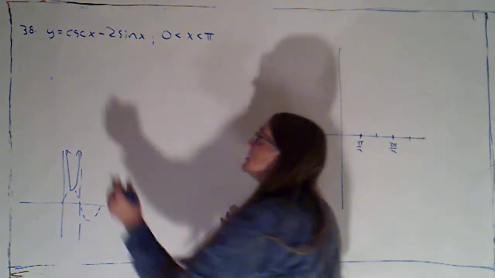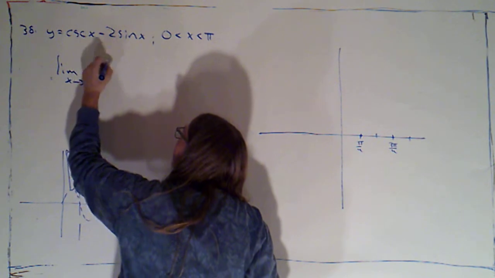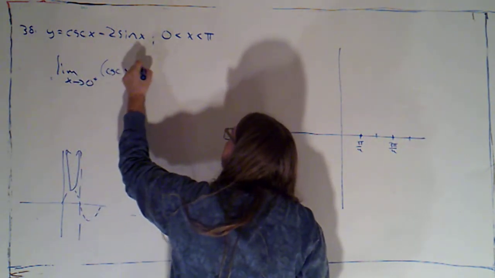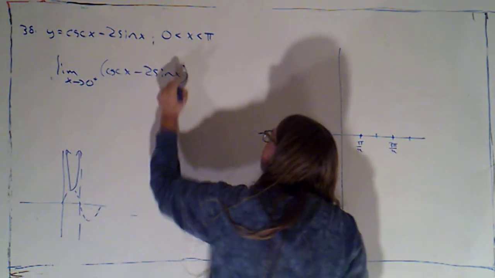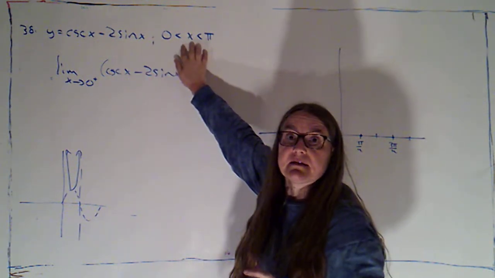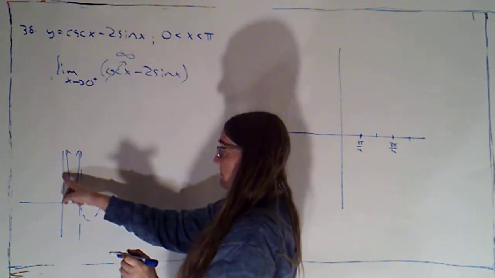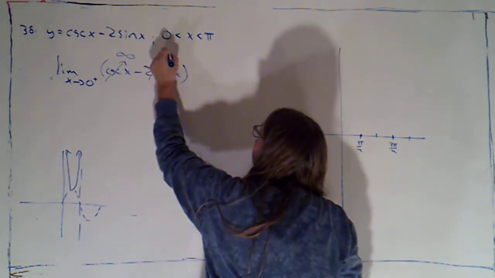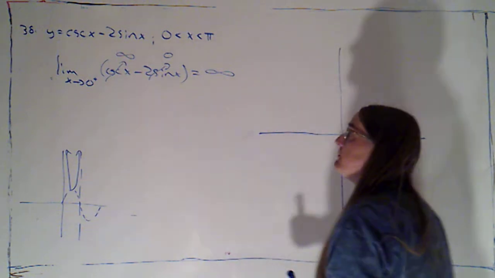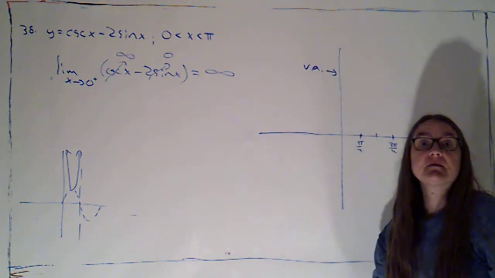Okay. So I'm going to take the limit as x approaches 0 from the right of cosecant of x minus 2 sine of x. Now I'm coming in from the right because I want to be coming from this interval. So this is going to be going off to infinity. That's going to 0. So the whole thing's going to infinity. So the y-axis is a vertical asymptote for this graph.